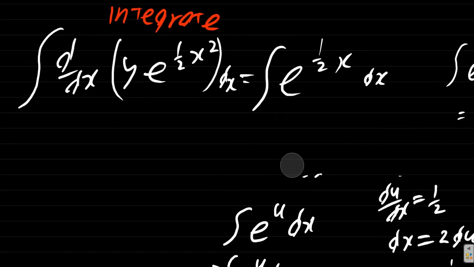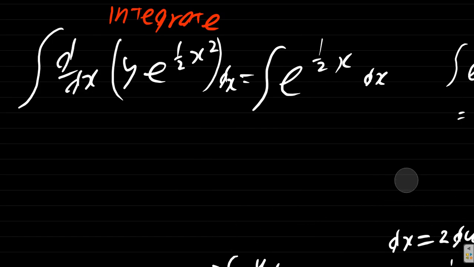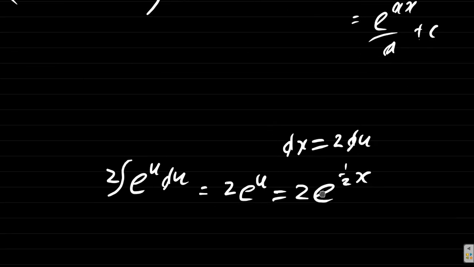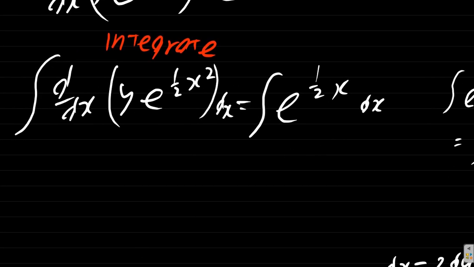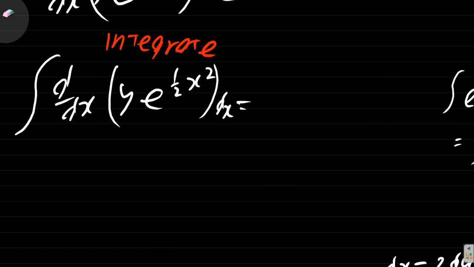Let's just erase this. You could write down the notes when you finish, but you'd have to pause and write these things down. So the integral of the derivative of y e to the half x squared dx is equal to e to the half x squared. But the integral of e to the half x dx is going to be 2e to the half x plus c.